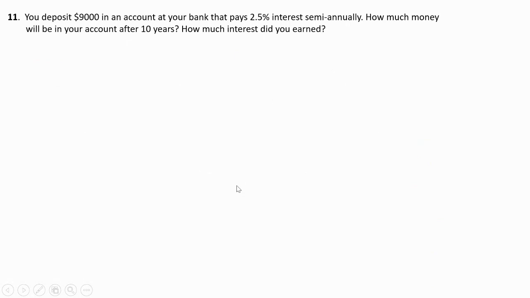Now, number 11. It says here you deposit $9,000 in an account at your bank that pays 2.5% interest semi-annually. How much money will be in your account after 10 years, and how much interest did you earn? At times, these separate problems might seem the same as the previous one, number 10. But one thing that you notice is that it doesn't say simple interest, right? Most of the time, if it's compound interest, it's going to say compound interest. In this case, it doesn't say that either. But the fact is that it doesn't say simple interest.